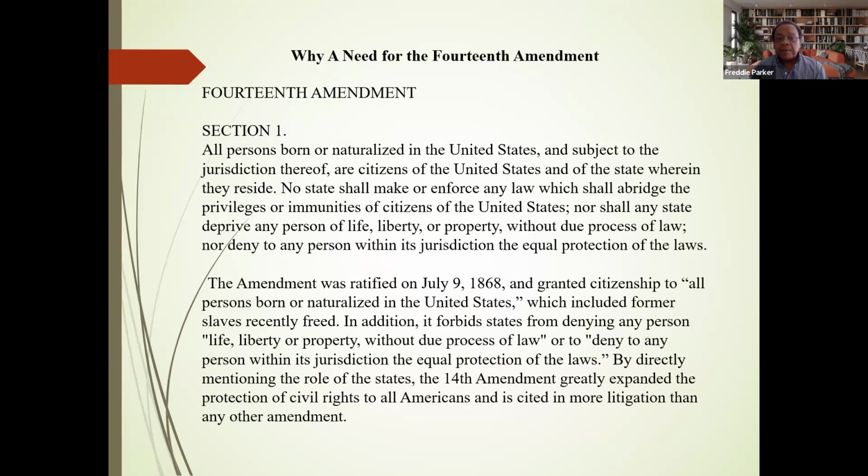Why a need for the 14th Amendment? There was a need for the 14th Amendment to, in essence, do what the Civil Rights Bill of 1866 did. And so you look at the fact that it was passed in 1866 and ratified in 1868. It was a hope that it could never be overturned. What we're trying to do is to ensure that the Civil Rights Bill of 1866 is permanent. That was why the 14th Amendment was passed and eventually ratified.